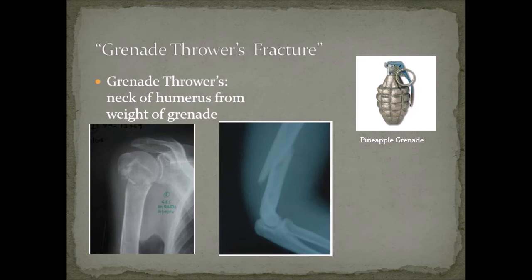But the grenade thrower's fracture can be a spiral to the midshaft, or it can be a break in the neck of the humerus where the humeral head connects to the rest of the bone. These were generally caused by a twisting motion with a bent elbow, and it's associated with throwing a grenade and breaking the arm. Long story with that.